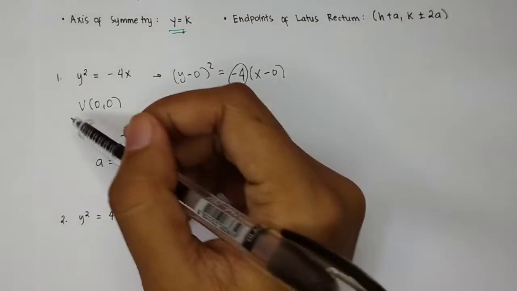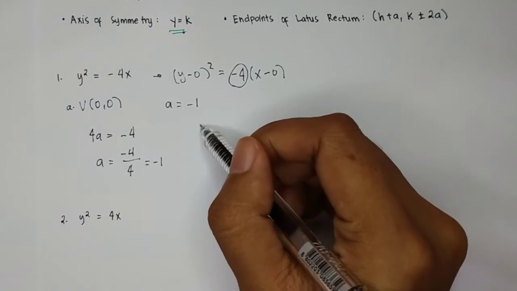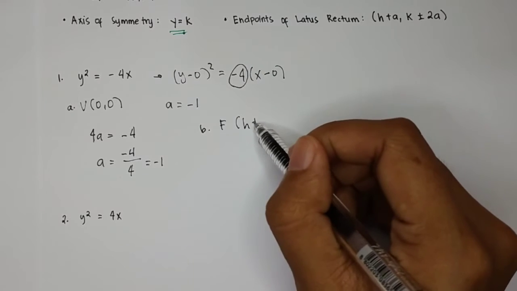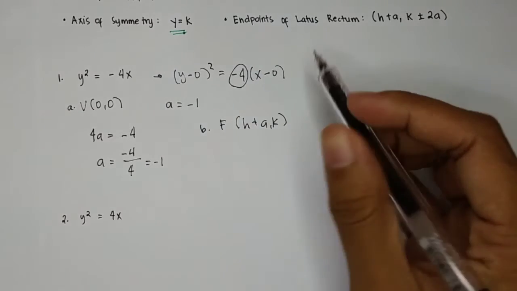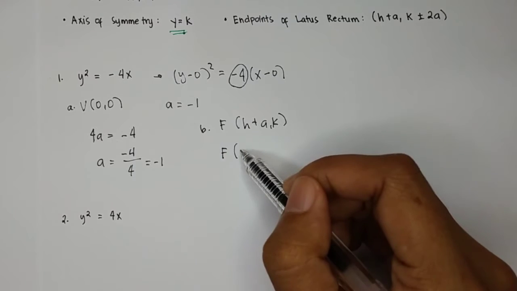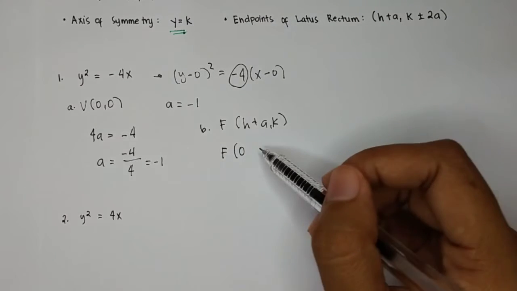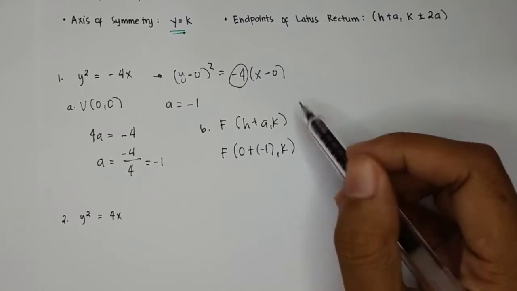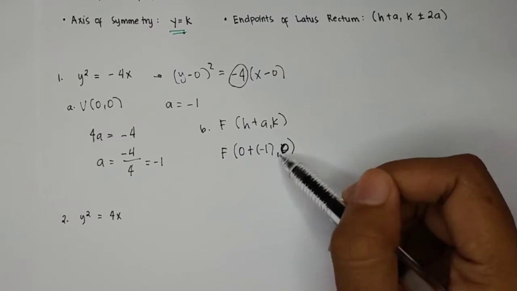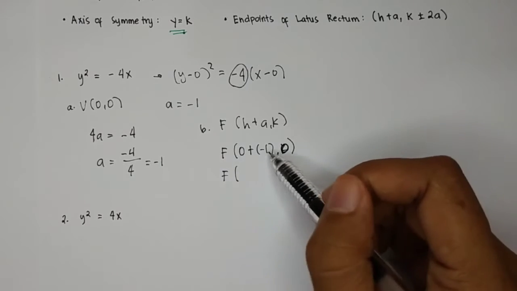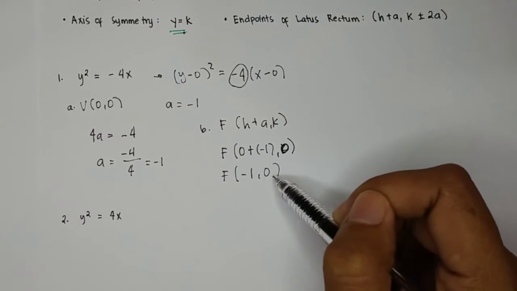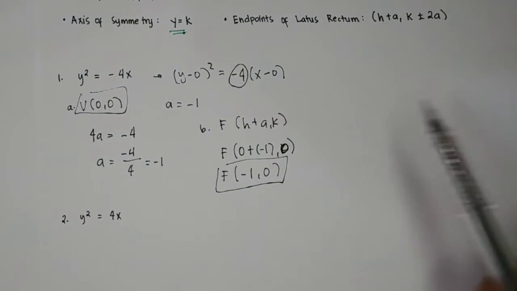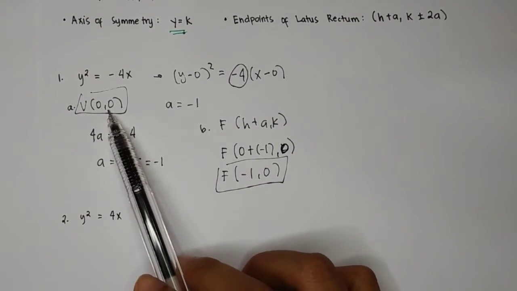Okay, so we have now our vertex. So let's solve for our focus. Focus natin, we have (h plus a, comma k). So meron tayong F. Ano yung h natin? We have 0 plus negative 1, then comma k, that is 0. Then we have F, 0 minus 1, that is negative 1, comma 0. So ito yung focus natin at saka ito yung vertex natin.